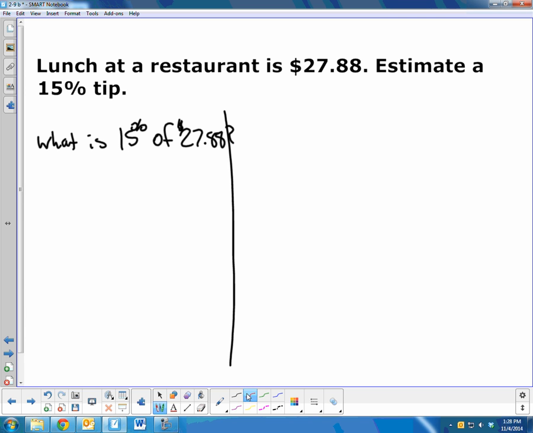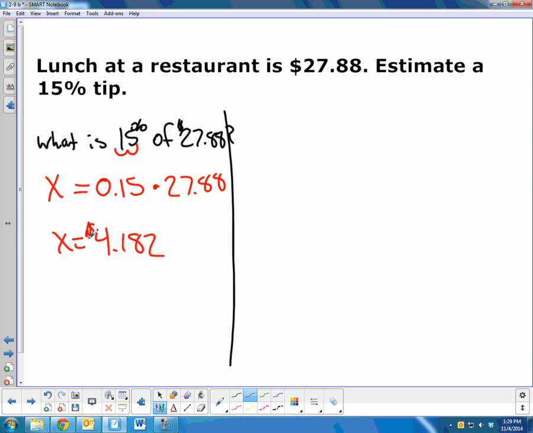We can say, well, what is? We don't know what it is, so there's my x. Is means equals in math. 15% as a decimal to the left is 0.15. Of means times $27.88. And so by setting it up as an equation, or you can certainly set it up as a proportion as well, we can multiply and figure out exactly what 15% is going to be. So x equals 4.182.